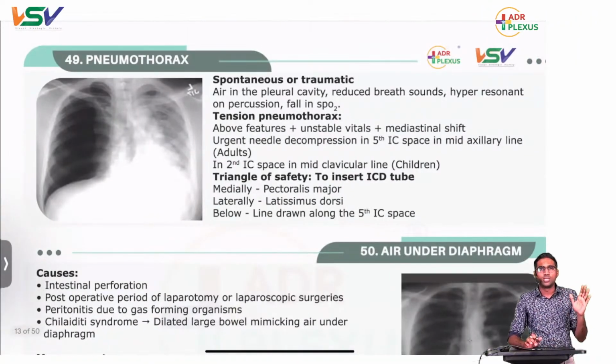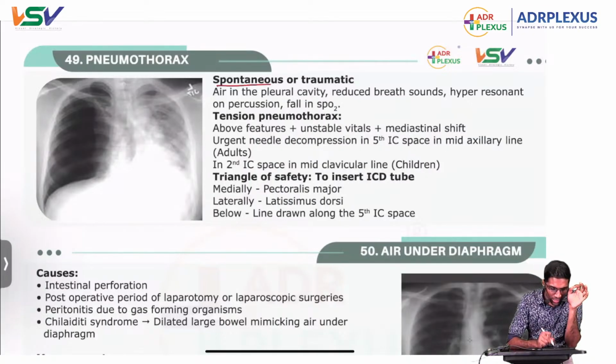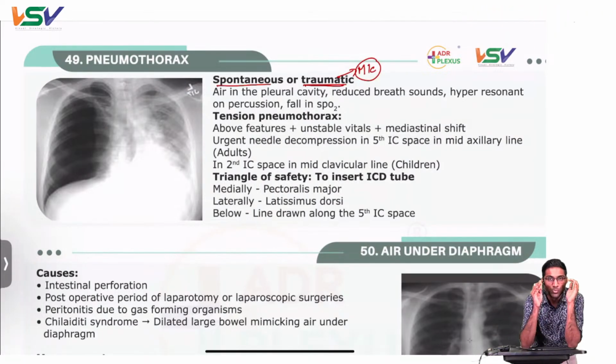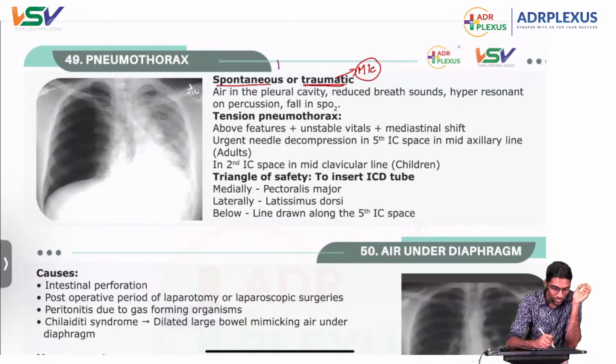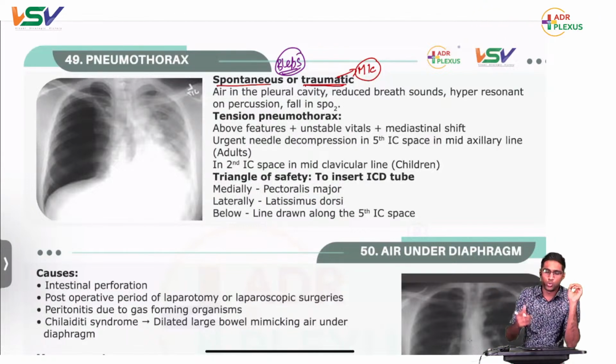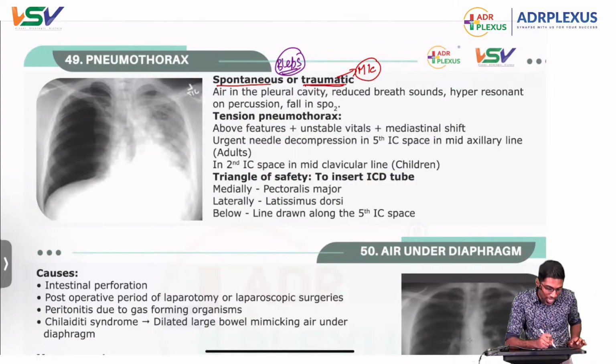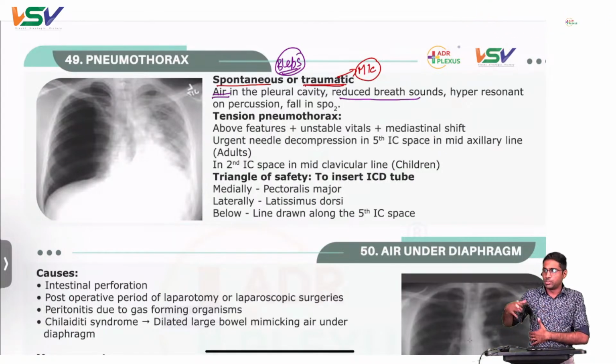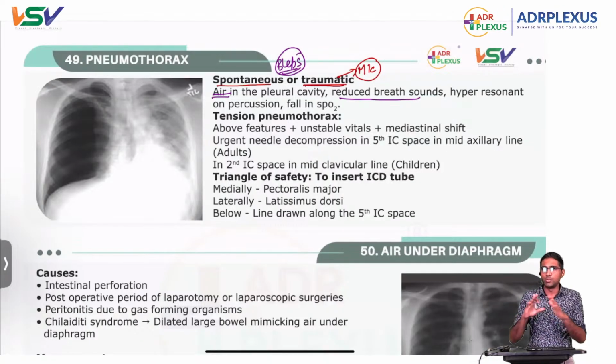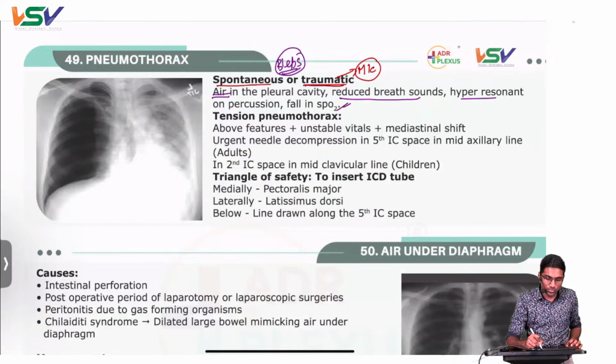Next, pneumothorax. Please remember, pneumothorax is a very, very important topic. There is something known as spontaneous pneumothorax or traumatic pneumothorax. Traumatic is the most common. Spontaneous happens when there is a bleb in the pulmonary parenchyma which can spontaneously rupture, leading to pneumothorax. But trauma is some blunt trauma to the chest wall causing a traumatic pneumothorax. So air is in the pleural cavity, with reduced breath sounds because the pleural cavity is filled up with air. The lung is collapsed, the breath sounds will be absent. When you do percussion, it will be hyper resonant, with a fall in SpO2.